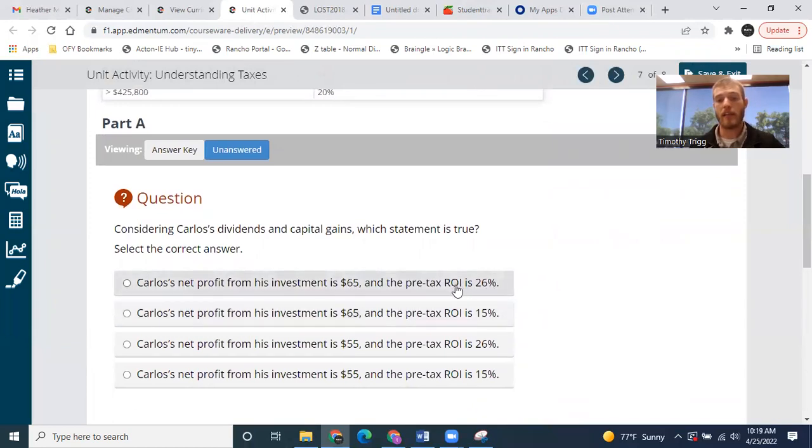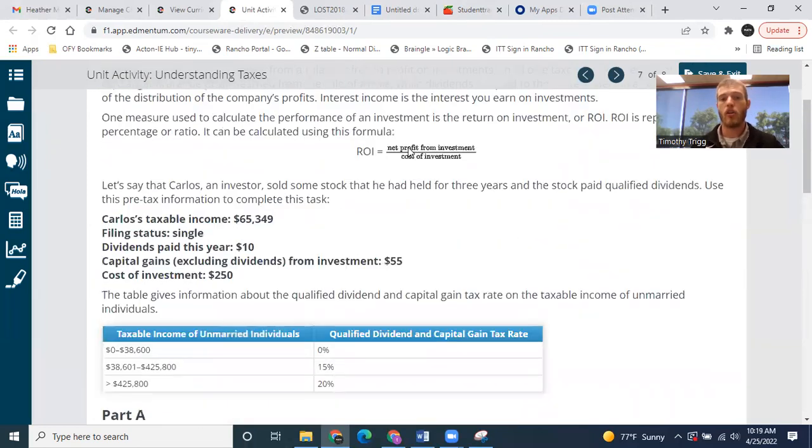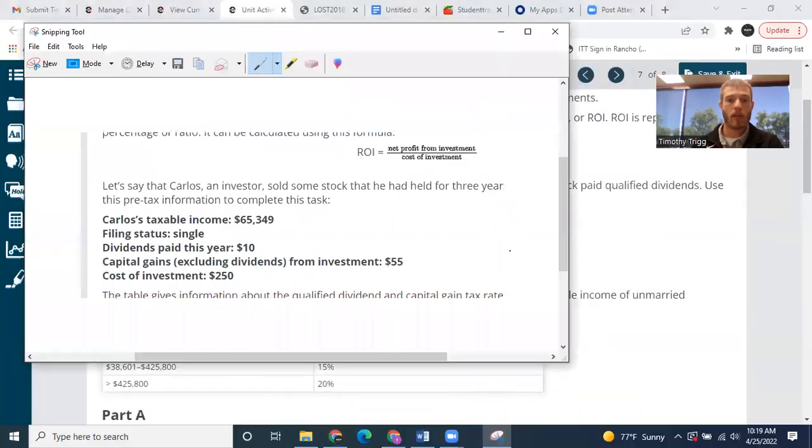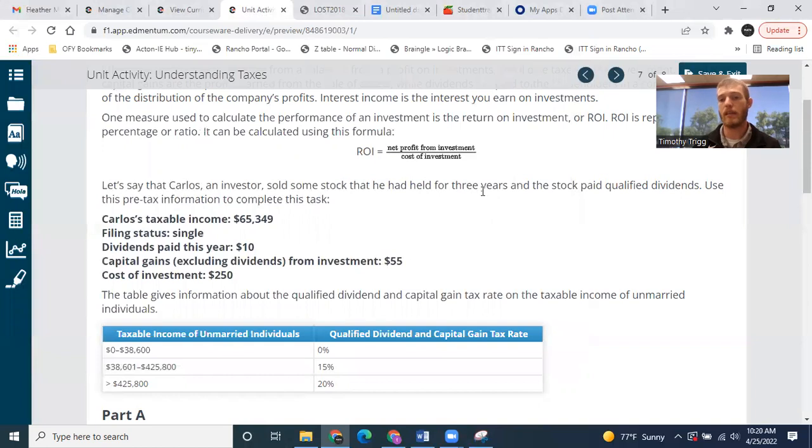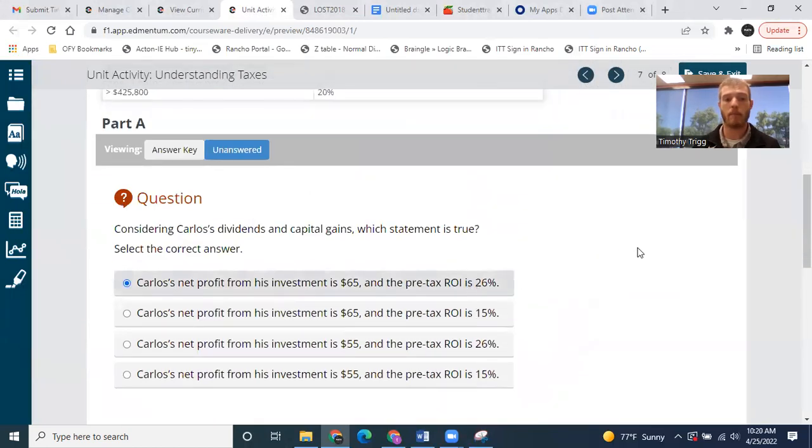Now we also want to figure out his ROI, his return on investment. You take the net profit from the investment, which in our case was $65, so you include the dividends and his capital gains, and you divide by the cost of the investment, so that's $250. This will give you a decimal, and we want to change that to a percentage. This gives us 0.26, which is 26%. So his return on investment is 26%.